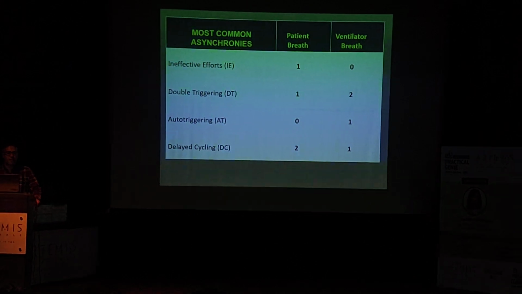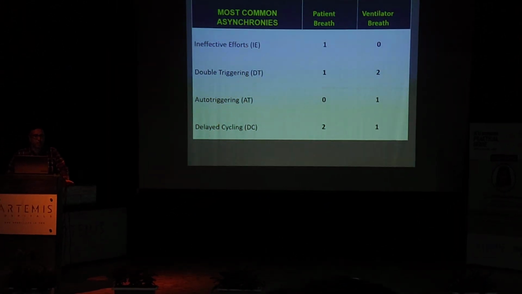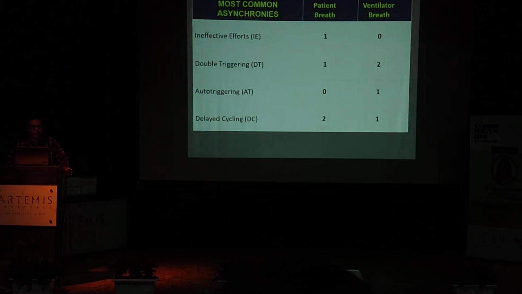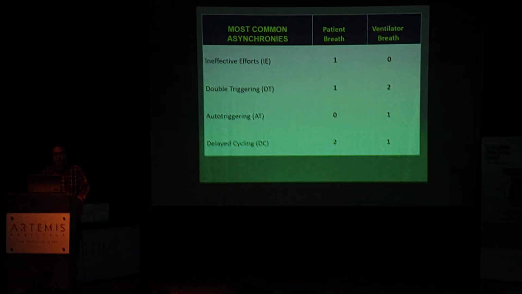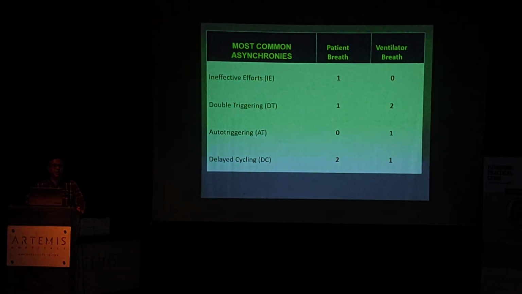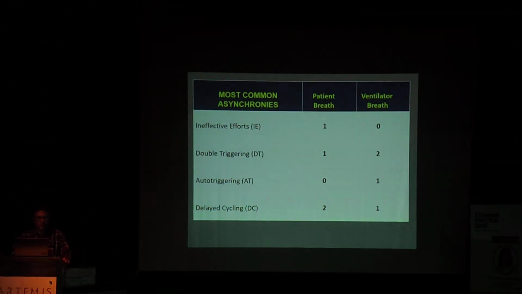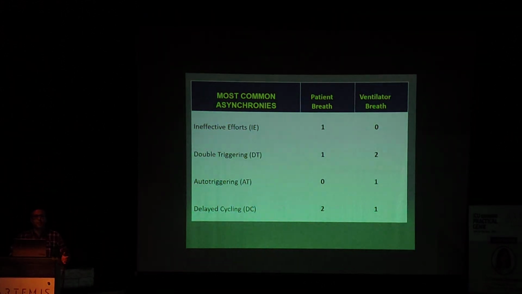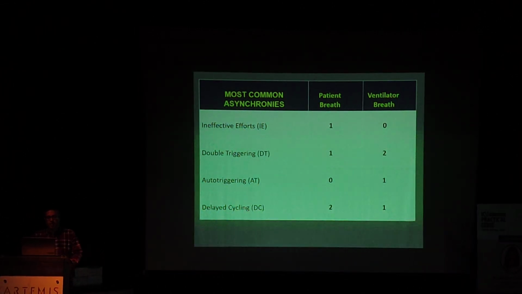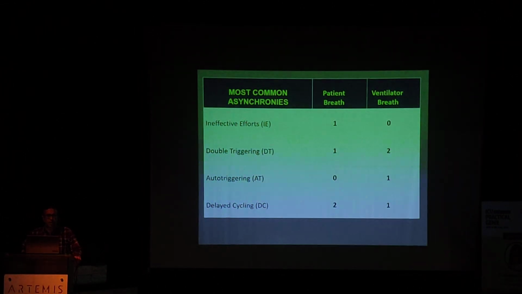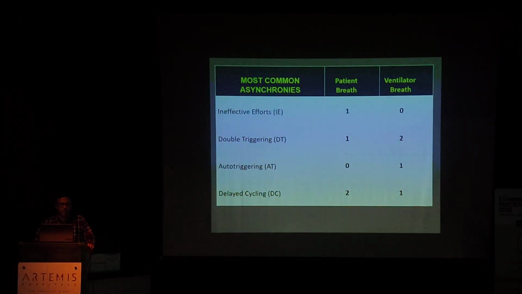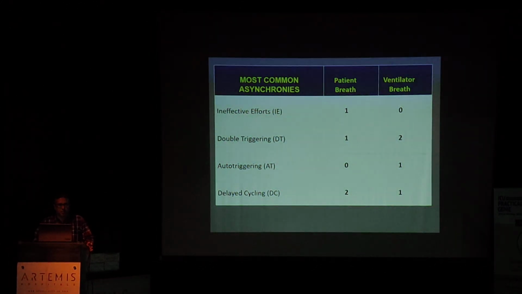So the most common asynchronies are ineffective efforts, double triggering, auto triggering or delayed cycling. In ineffective triggering, the patient tries to breathe, but the ventilator does not give a breath. In double triggering, the patient tries to breathe, but the ventilator sometimes takes it and gives a double breath. In auto triggering, the patient does not try to breathe, but the ventilator gives a breath. And in delayed cycling, the patient's breath is lost.